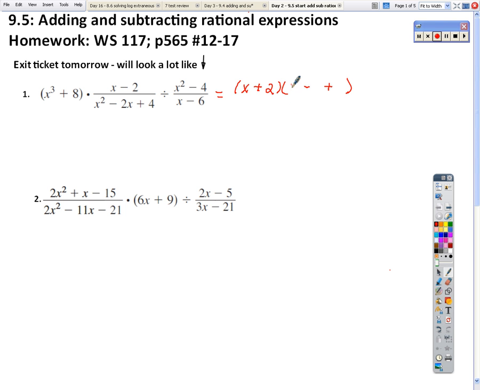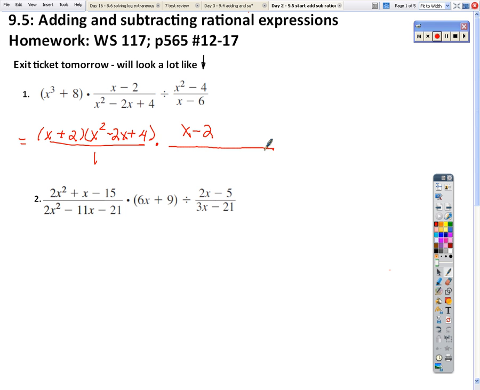x squared, 2x, and 4, all over 1, times, and we have to factor that next piece. x minus 2 stays on the top. What multiplies to 4 that adds to negative 2? 1 and 4, 2 and 2, well, nothing. So I can't factor that. I'm going to leave that as it is. x squared minus 2x plus 4.